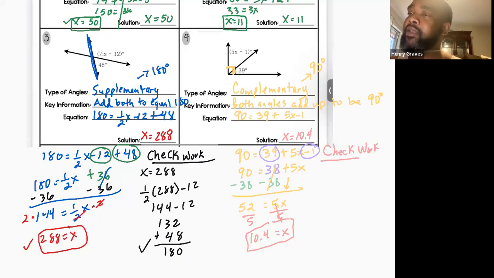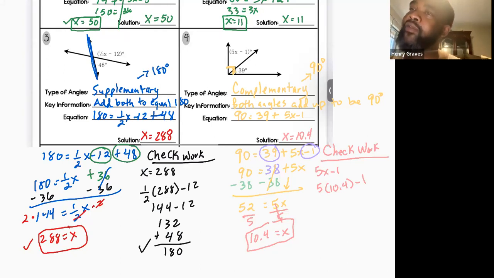So we have 5x minus 1, right? So we're going to do 5 times 10.4 minus 1. So 5 times 10.4, that's 52. And 52 minus 1 is 51.